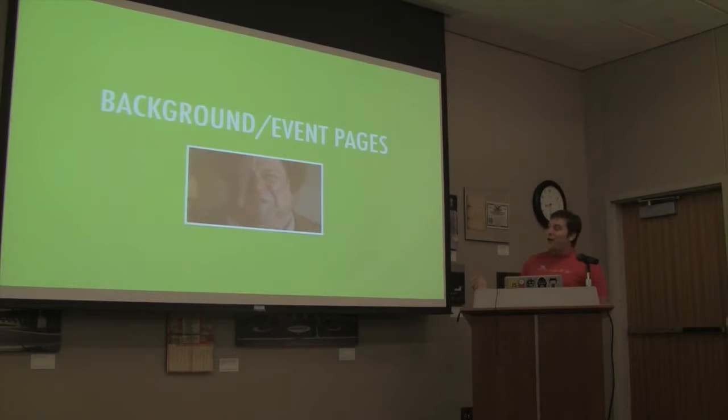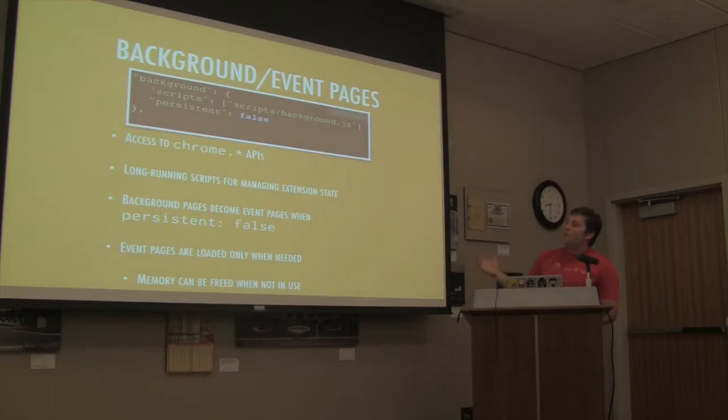So then we have background slash event pages. And with these background event pages, they have access to all of the Chrome APIs. We enable them like this. We just say background. And it can either be a page, like an HTML page if you need HTML, or it can just be a JavaScript file. So you just specify the JavaScript file.